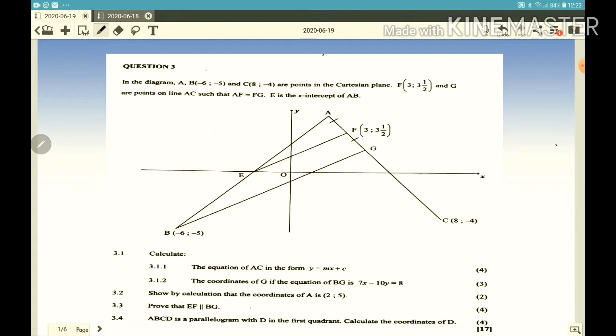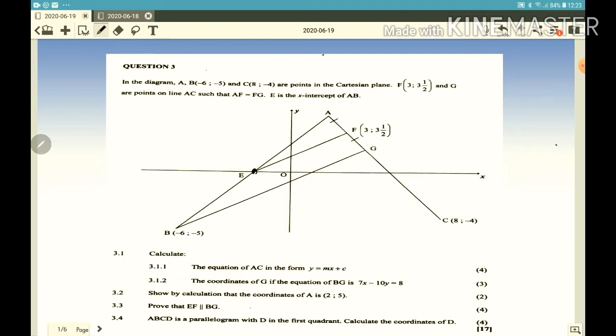Look at that. This is question number 3. In the diagram, A, B (-6, -5), C (8, -4) are 3 points in a Cartesian plane. F is the point (3; 3.5) and G are points on the line AC such that AF is equal to FG. We can see that, it is indicated in the diagram. E is the point on the x-axis, the x-intercept of AB. We can see that E is the x-intercept, the point on the x-axis.